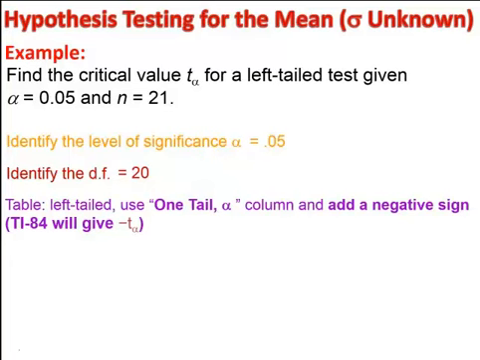Now remember, if you're using the table, you have to add a negative sign to your t value that you find. In this particular case, your critical value would be a negative 1.725. And that region would be your test statistic would be less than that critical value of negative 1.725. If this is true, then you would reject the null hypothesis.